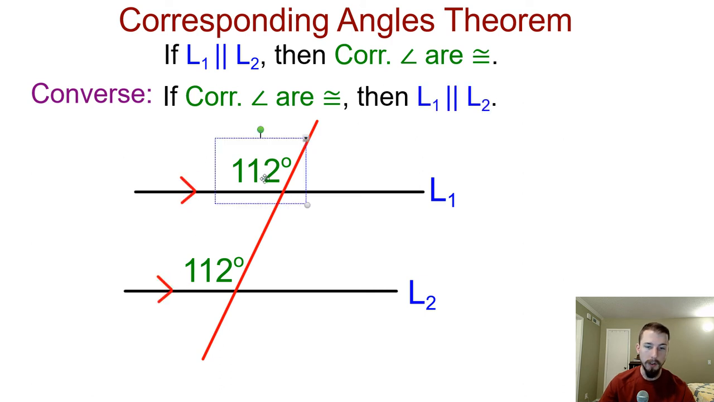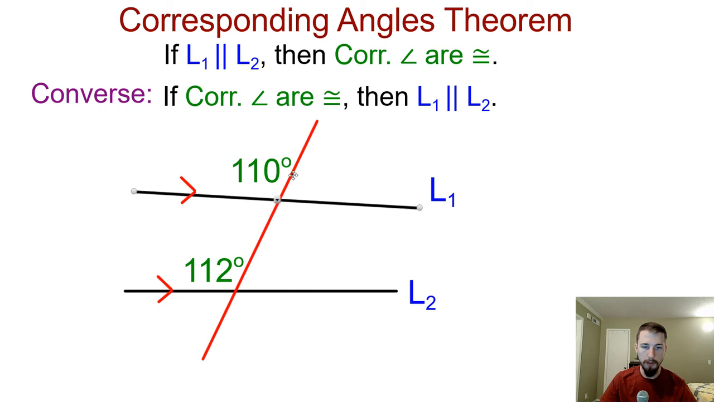Now my next question is, what if these two are not the same? So what if the corresponding angles are not congruent? Well, if that's 110, then it's going to be a little bit less than it was before. Let me change that. Okay, so now it's 110. Now 110 and 112 corresponding angles are not the same. Are these lines parallel anymore? No, they're not going to be parallel. So now they're no longer parallel because the corresponding angles are not congruent.